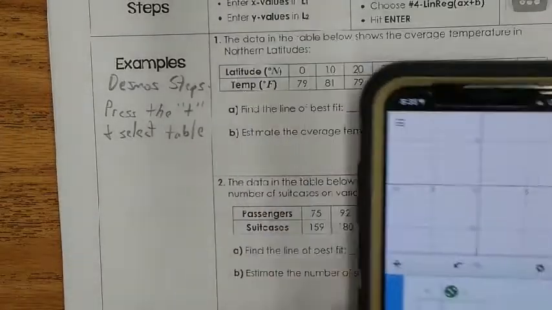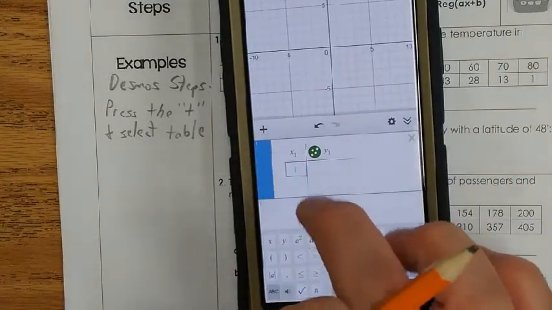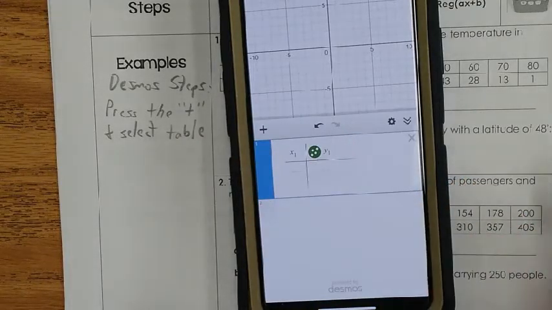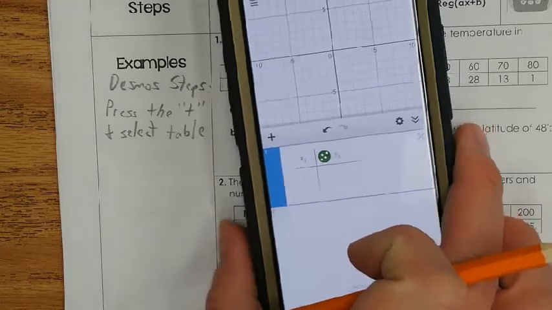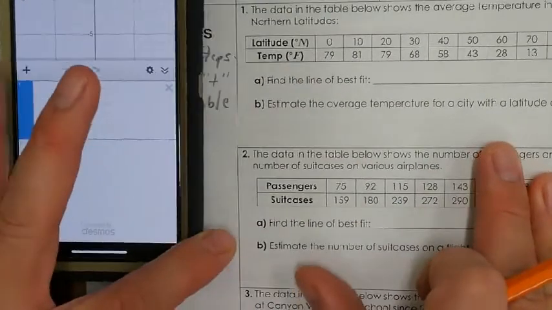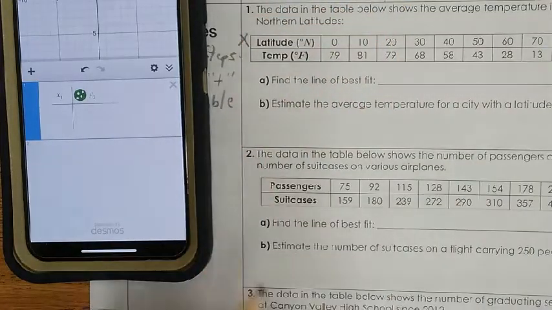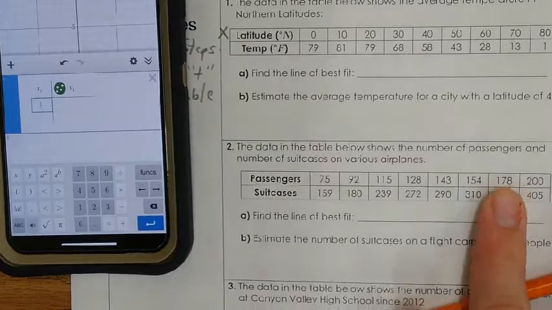Okay, so the steps with Desmos: you press this plus sign, then select table. After you do that, on the X side, you type in all of your X values. Whenever you figure out your X and Y, the X is always the top of the table. So in this case, it'd be the latitude. So you're going to type in on Desmos all those X values.